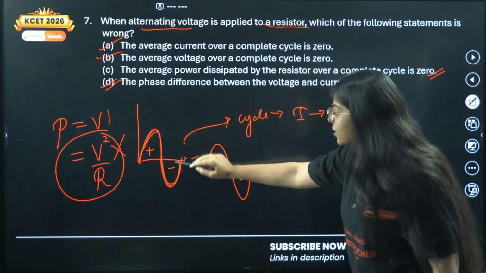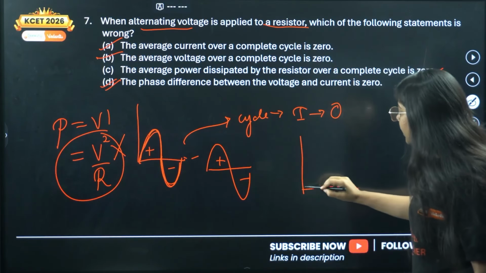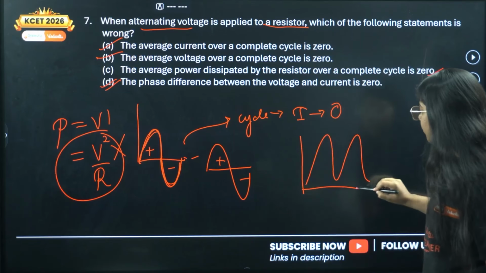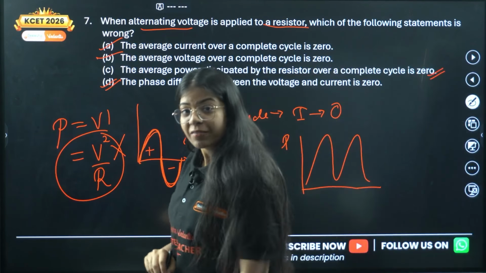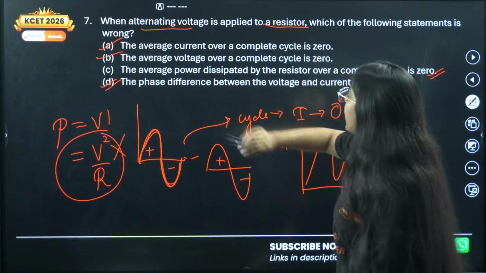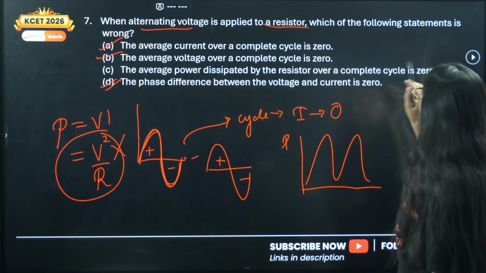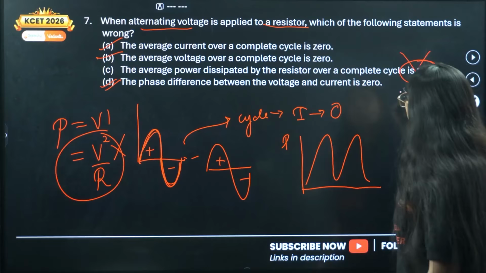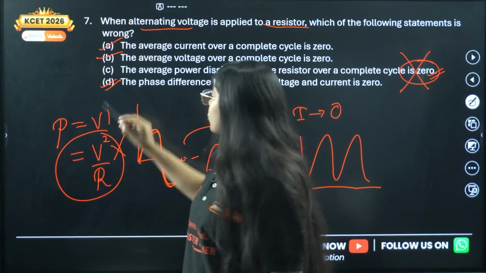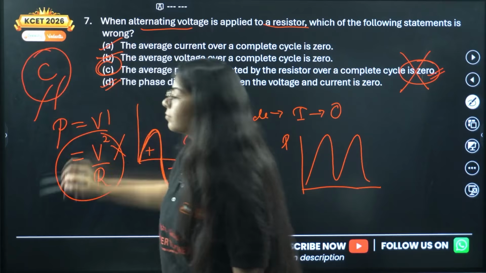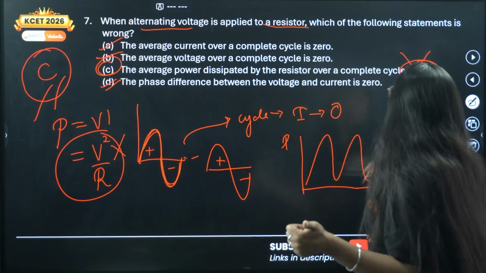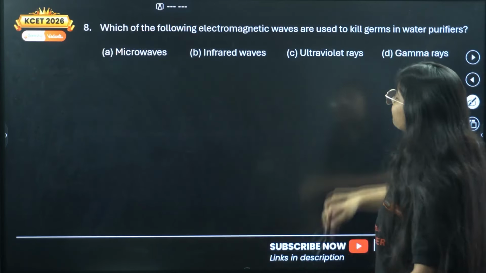If this is my graph, then for power, this will be the graph, correct? We know that this is power. So this will never be 0, and hence the average power dissipated by the resistor over a complete cycle is not 0, correct? So this C is our correct answer. Understood? Okay, let's move on to the next question.